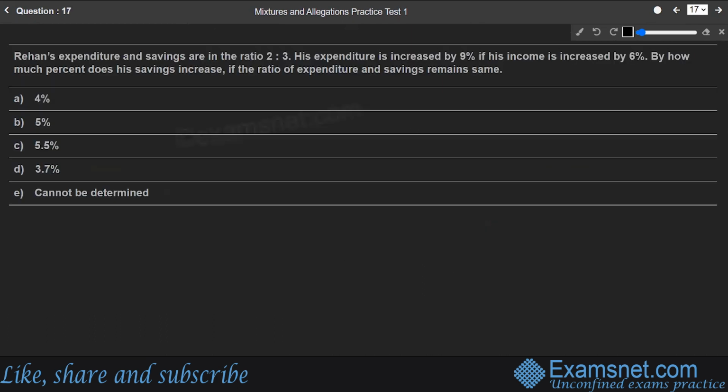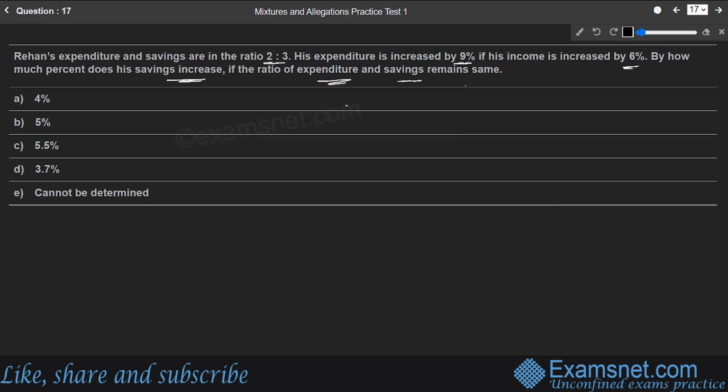Okay, let's see the next one. Rehan's expenditure and savings are in the ratio 2 is to 3. His expenditure is increased by 9%. If his income is increased by 6%, by how much percent does his saving increase if the ratio of expenditure and saving remains the same? Okay, this is the question given.